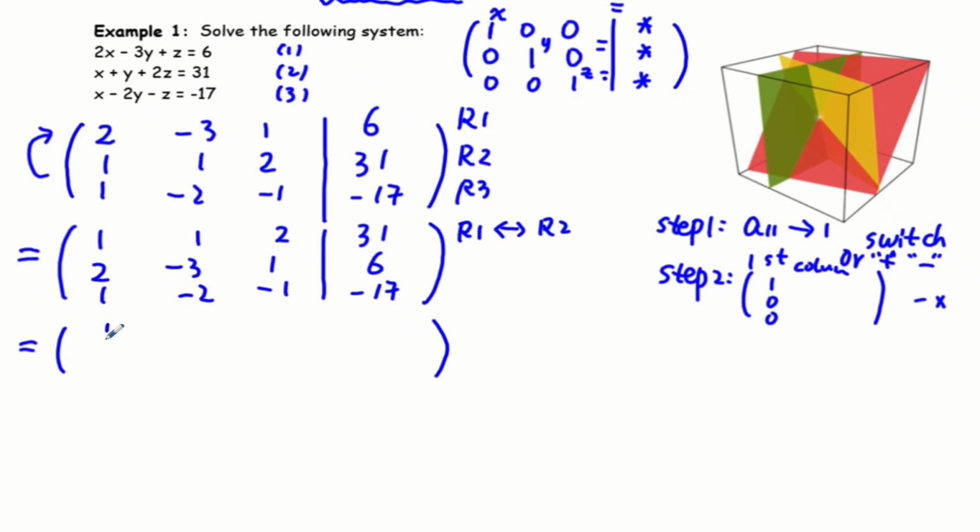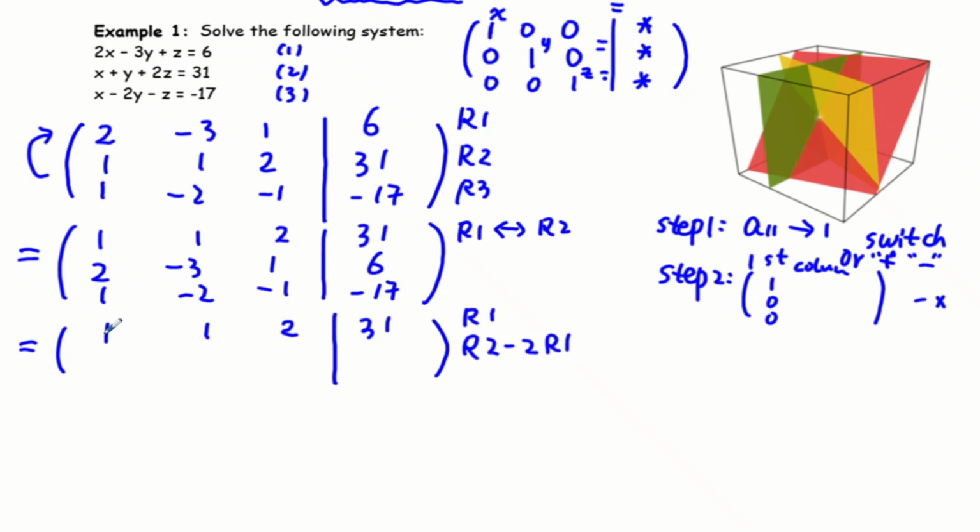So we copy the first row. We don't want to change it. We want to keep the first column, first row, 1. Then this is our first one. Then second one, we are going to do R2 minus 2 times R1.